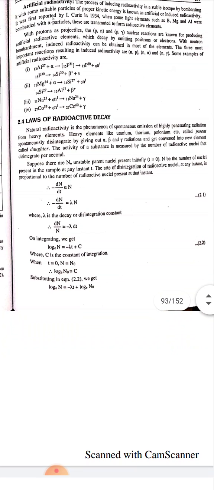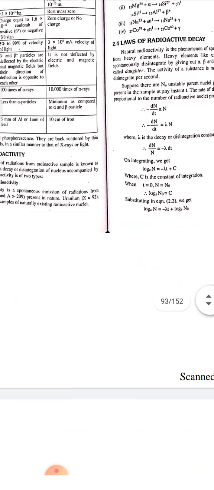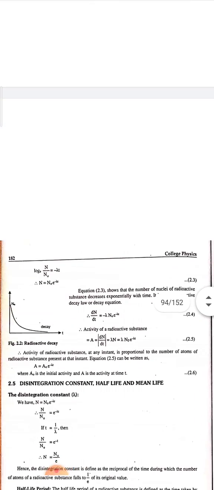On integrating, we get log e N is equal to minus lambda t plus c, where c is the constant of integration. When t is equal to 0, N is equal to N0. Therefore, log e N0 is equal to c. Substituting this, we get log e N is equal to minus lambda t plus log e N0. So, log e N by N0 is equal to minus lambda t. Therefore, N is equal to N0 e raised to minus lambda t.